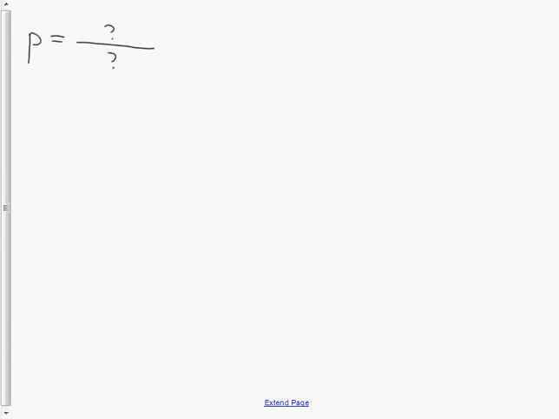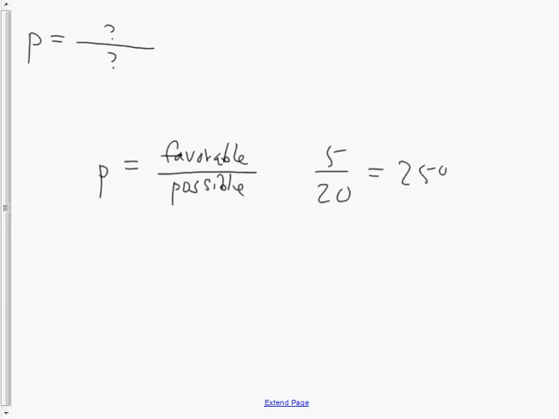Next one says P equals what over what? Well, the formula for probability is probability equals favorable outcomes divided by the possible outcomes. So if I have 20 different combinations and I'm looking for 5 of them, the probability would be 5 out of 20, or 25%, right? So this is favorable outcomes, what I'm looking for, over all of the different combinations there are.